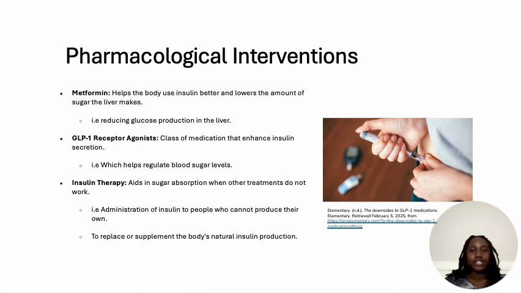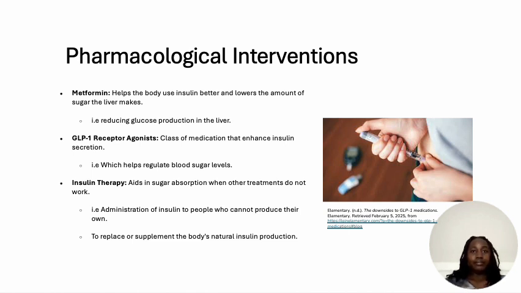Pharmaceutical interventions. There are many medications, such as metformin, which helps the body to use insulin better and lowers the amount of sugar in the liver. There is GLP-1, which is a class of medications that enhance insulin secretion. There is also insulin therapy when people cannot produce their own natural insulin, which helps to create insulin in the body.